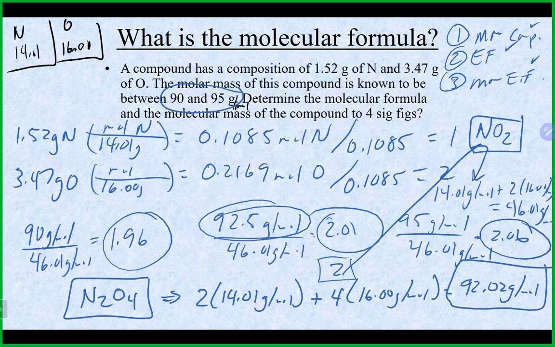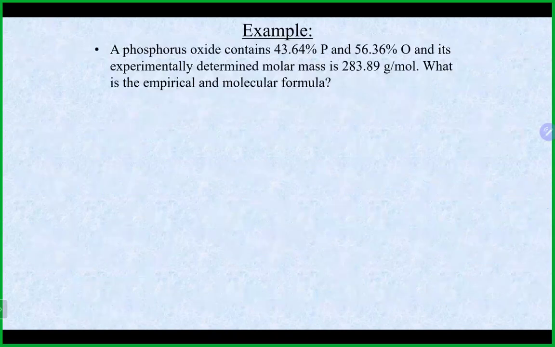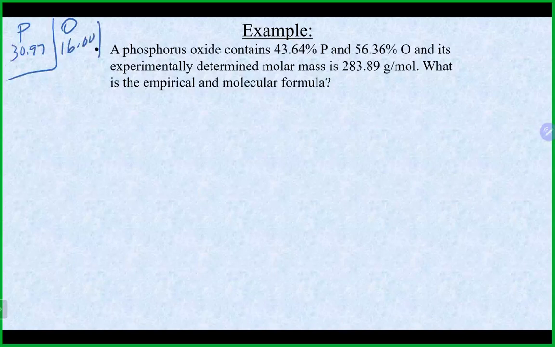We'll take a look at one more here to finish up this chapter. Phosphorus oxide contains 43.64% phosphorus, 56.36% oxygen, has a molar mass of 283.89. What's the empirical and molecular formula? Phosphorus is 30.97, oxygen 16. Quickly take a peek here. And again, we do got about 100% there. Once again, if you don't have 100%, something is probably missing, some other piece of information to figure it out. So in this case, we do have it.